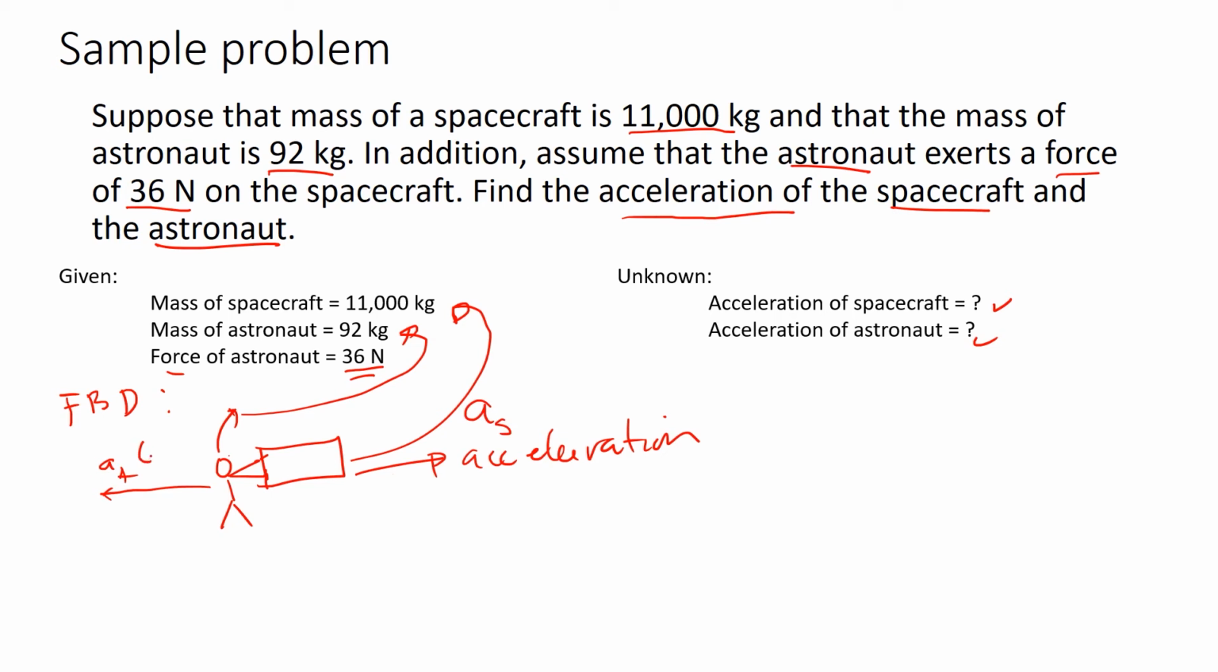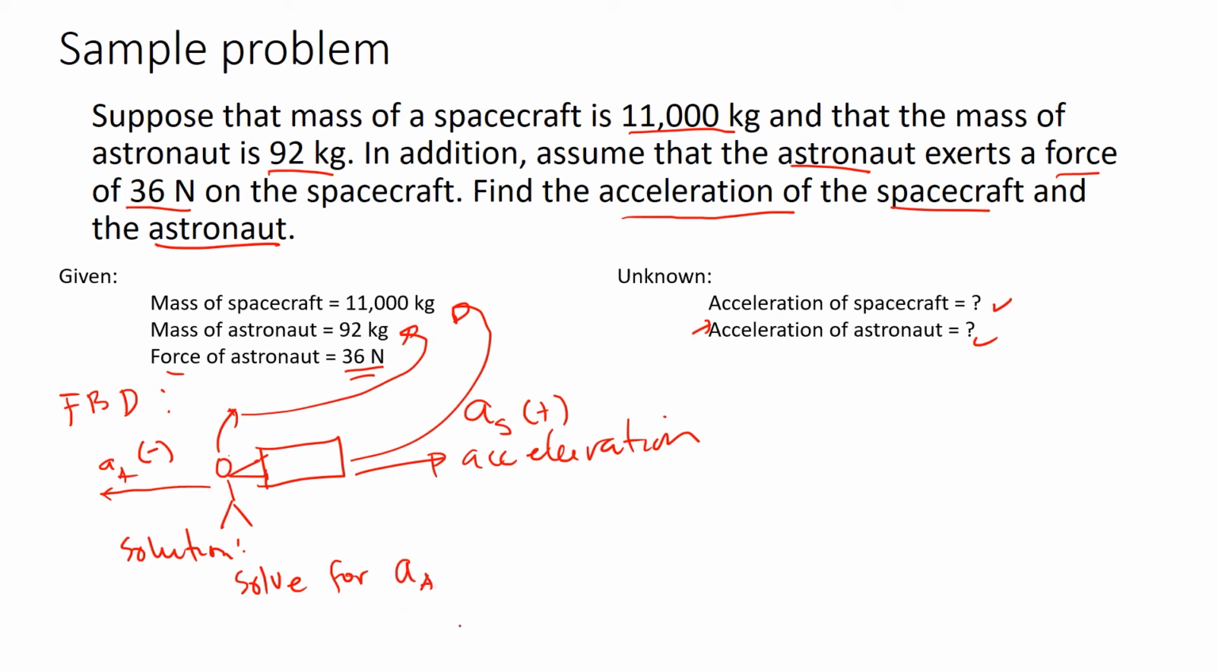And we can simply assume that the acceleration of the astronaut is negative and the acceleration of the spacecraft is positive. So first thing to do is to solve for the solution. Let's solve for acceleration. Although we listed the acceleration of the spacecraft first, we can reverse the process. We can compute first the acceleration of the astronaut, or vice versa. So solve for the acceleration of the astronaut.